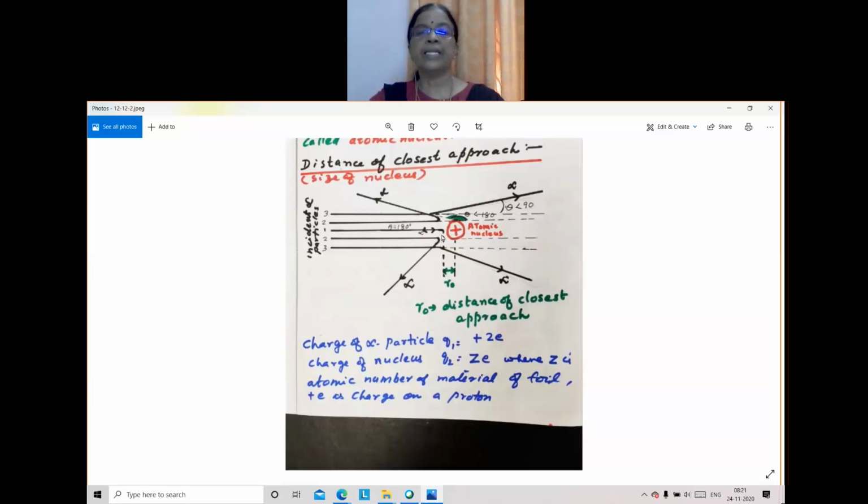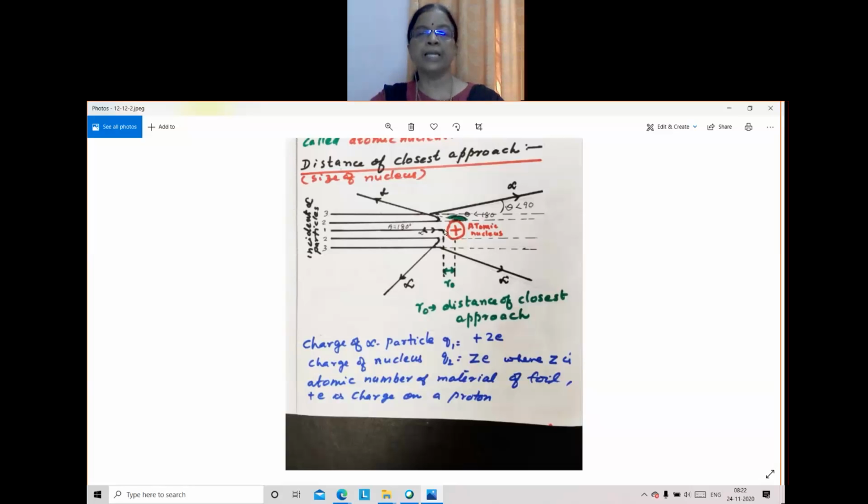So at a distance R0 from it, the alpha particle is bounced back. So at a distance R0, what is the potential? 1 by 4 pi epsilon 0 q by R0. That is the potential at this point, at a distance R0 from the nucleus.